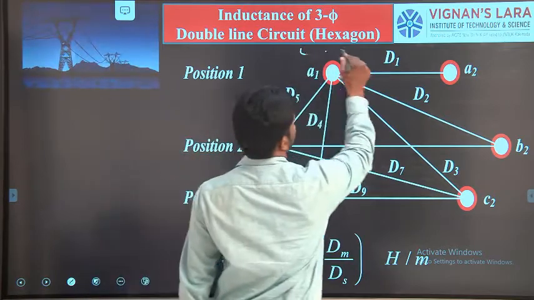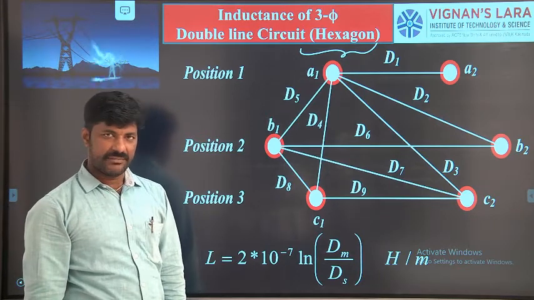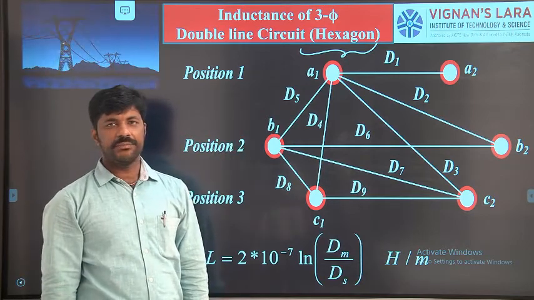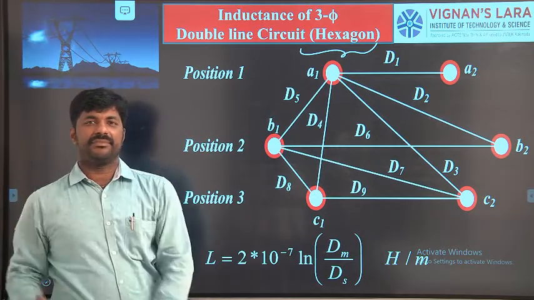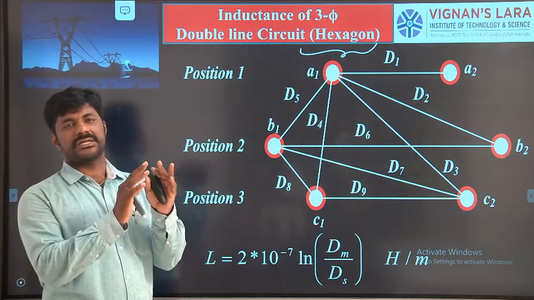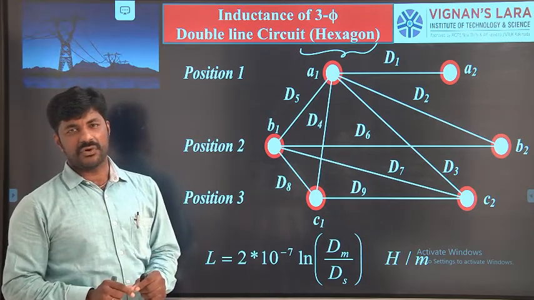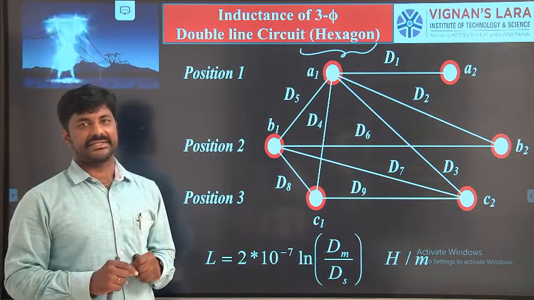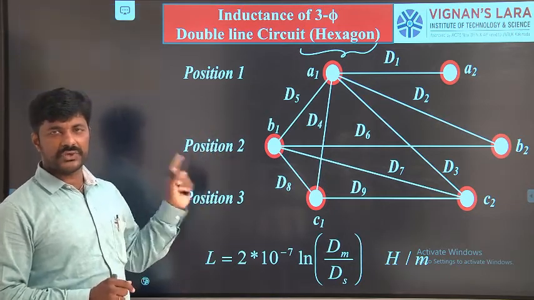So, this is our next concept for practicing how to find self GMDs and mutual GMDs. But here, I am slightly extending my explanation towards real time. What is real time? In real time, not all those 6 conductors may be separated with equal distances. There may be some unequal distances also. Under unequal distances of separation, we should go for transposition of the conductors, what we discussed in the single line circuit. The same concept is applicable here also, for the double line circuit.